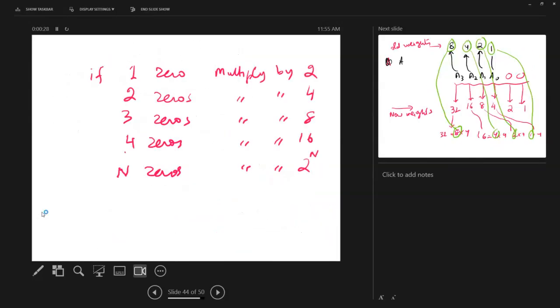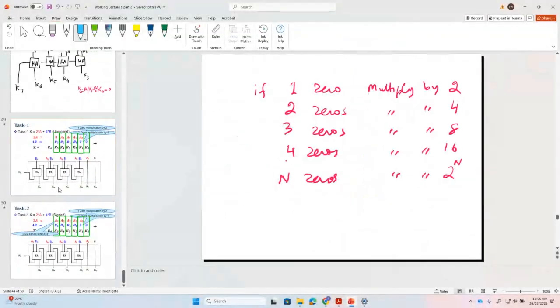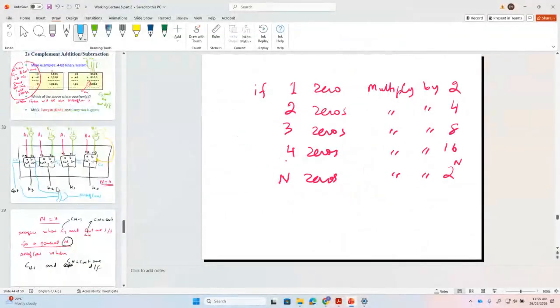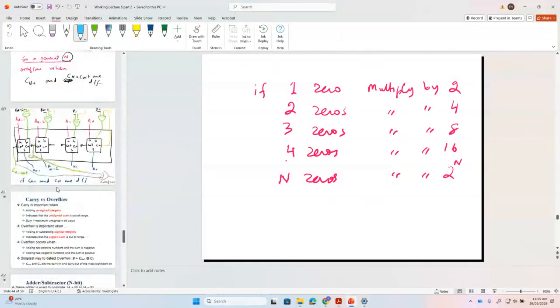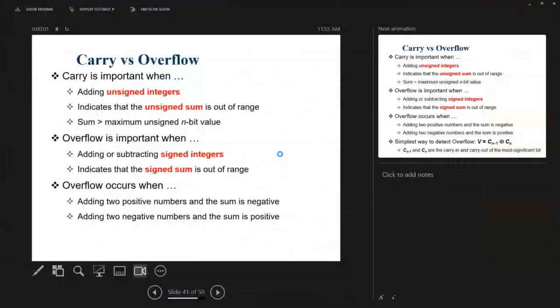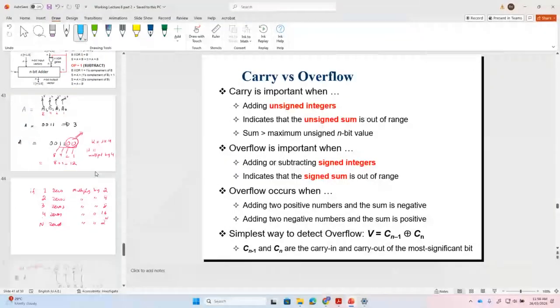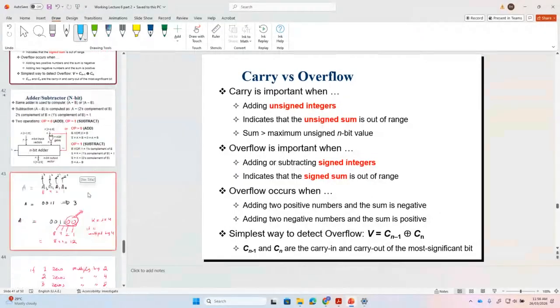And how did we get the overflow? If you look at the overflow, it is Cn minus 1 XOR Cn. You can see here, this is now the overflow. Any question? Clear? Now, another $1 million question.